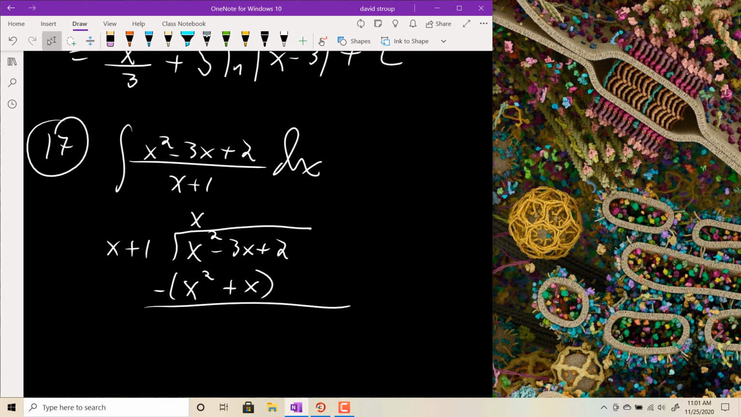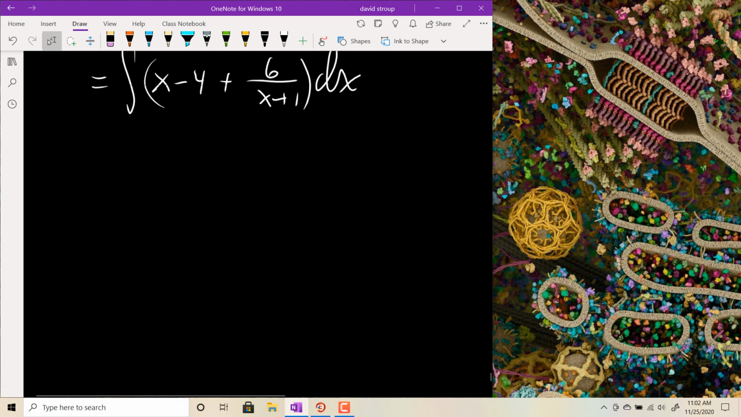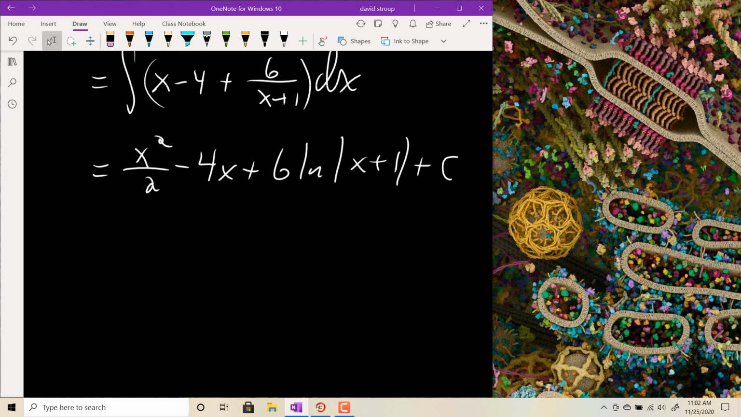Negative 3x minus x is negative 4x. Bring down the 2. So what times x is negative 4x? So negative 4. x minus 4. Then I have to subtract everything, so that would be 6. So my integral becomes x minus 4 plus 6 over x plus 1 dx. And then that will just be x squared over 2 minus 4x plus 6 ln absolute value x plus 1 plus c.